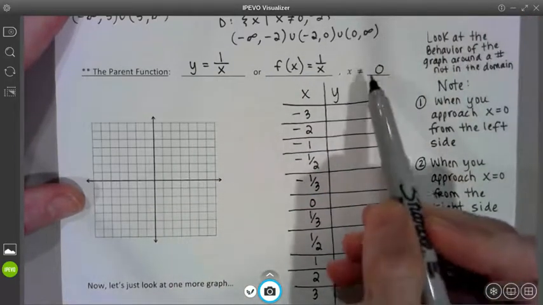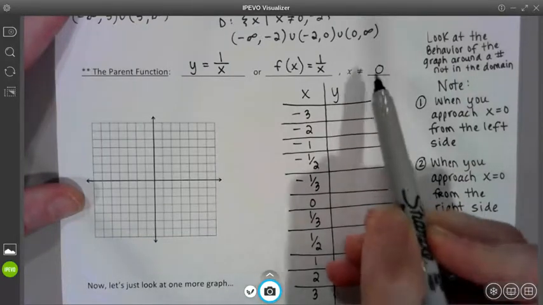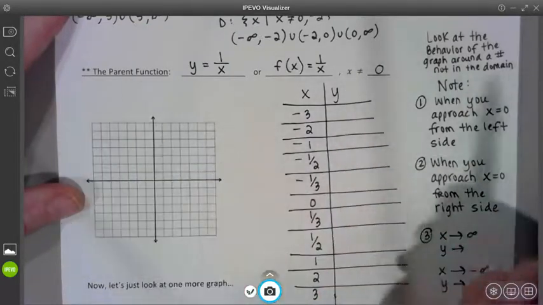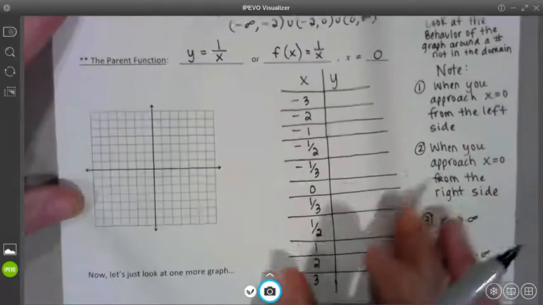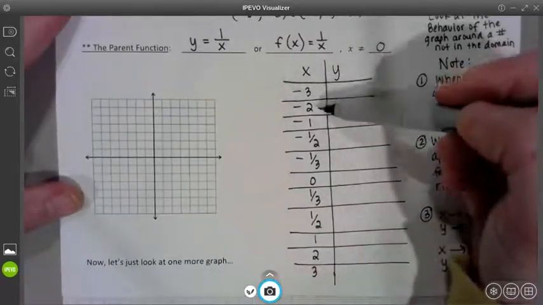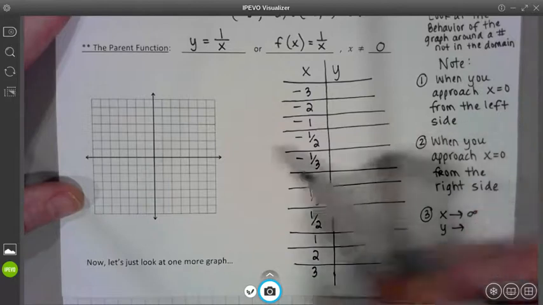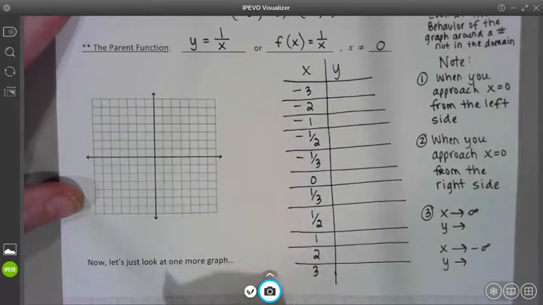So the only number not in the domain of this function is 0. x can never be 0. x can be any other real number, and we'd be fine. All right, so to create the graph, I just picked some x values close to the origin to plug in to show you what the general shape of a rational function is going to be.